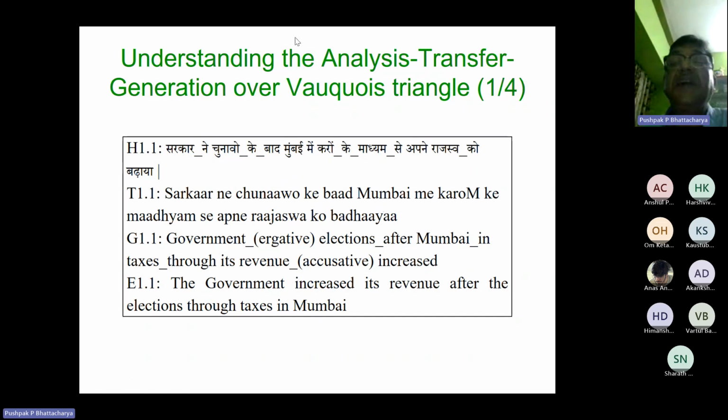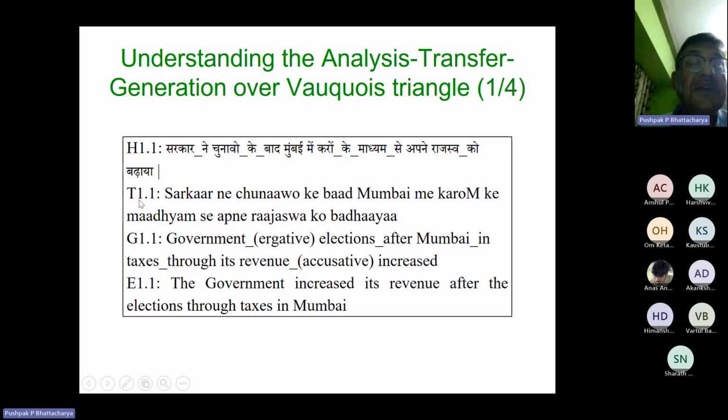Now, let's understand the analysis transfer generation process over the Vauquois triangle with a more involved example. So this is a Hindi sentence, and I'm giving transliteration, gloss, and the English sentence for anybody who has limited knowledge of Hindi. So the sentence is सरकार ने चुनावों के बाद मुंबई में करों के माध्यम से अपने राजस्व को बढ़ाया.